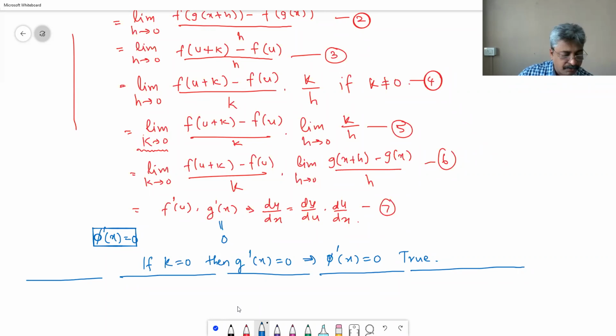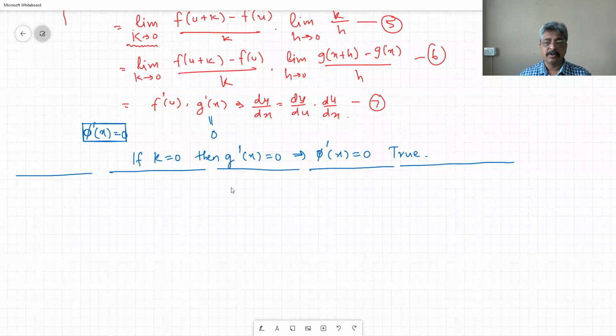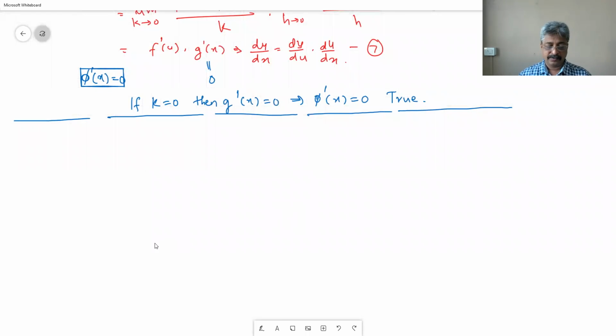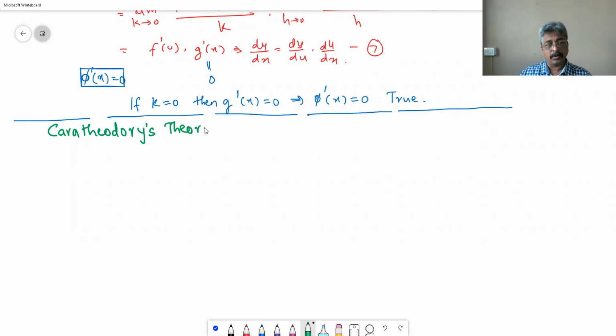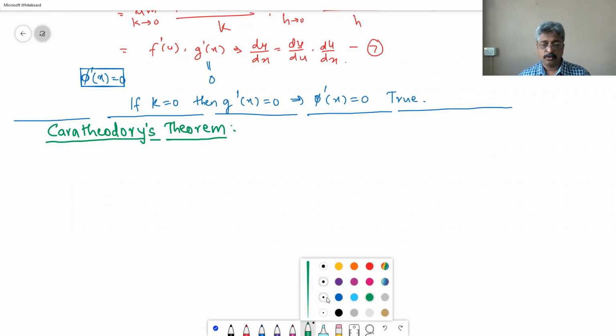However, there is one more way of doing the chain rule, a little involved but a little interesting, which we will do now. For that, we require Carathéodory's theorem. Okay, so let us first prove Carathéodory's theorem. Let me write down the statement.